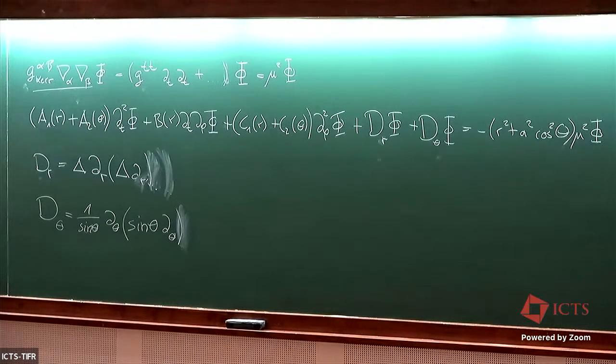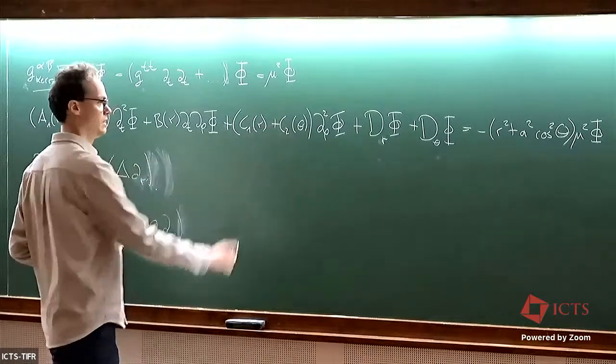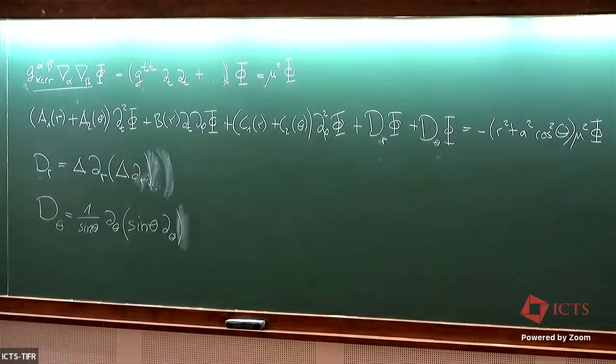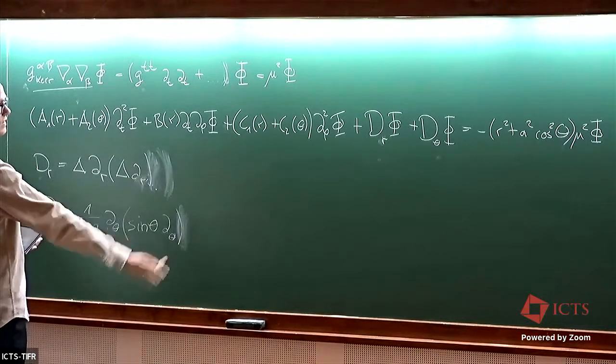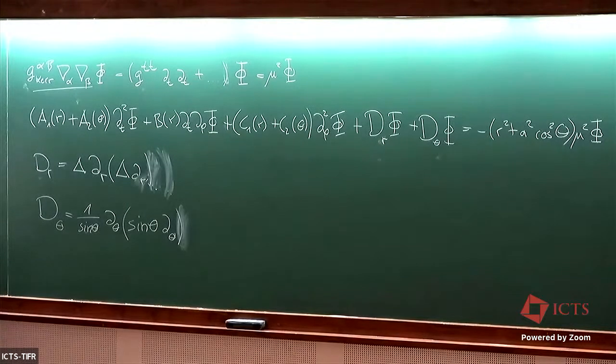And then secondly, what we observe is that the r dependence and the theta dependence only occur in the form of a sum. There's never a product of, like, r squared cosine squared theta or something. And this already hints at the way to solve this equation: by a separation ansatz.